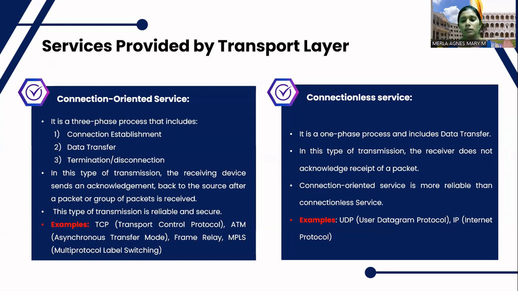But the connectionless service doesn't check whether the receiver is in the correct position. It doesn't check whether the receiver is online or not, and it has only one phase, that is the data transfer phase. So it sends the data from the sender to the receiver and doesn't get any acknowledgement. Examples of connection-oriented services are TCP, ATM, that is Asynchronous Transfer Mode, then Frame Relay, then Multiprotocol Label Switching. The connectionless service examples are UDP and IP.